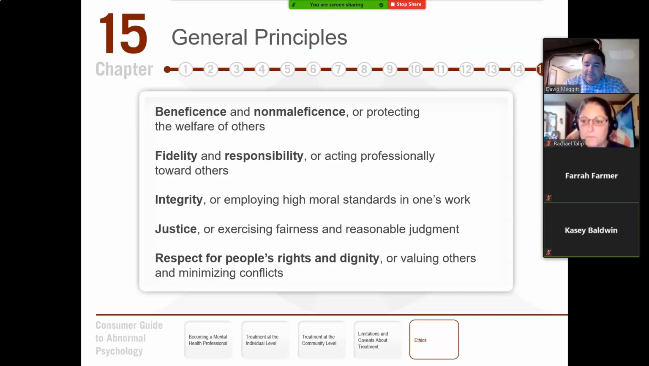And of course, respect for people's rights and dignity, valuing others and minimizing conflicts. If you're working with somebody from a different culture, then it's your responsibility to do as much research into their culture as possible. It's not their responsibility to teach you their culture. And you don't want them explaining their culture to you, because that's a lot of time that's kind of being wasted. You have to do some research on your own in order to help meet those people where they're at.